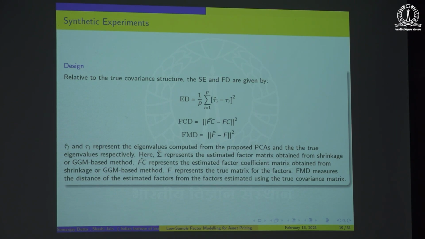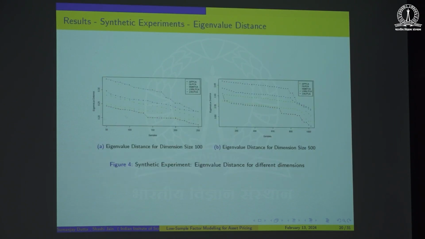So PCA is based on GGMs and shrinkage methods. These are the results for 100 and 500 dimension sizes. So if you see, interestingly, the methods which directly employ the inverse of the covariance turn out to be somewhat better than the shrinkage based methods. This is for both dimension sizes of 100 and 500.